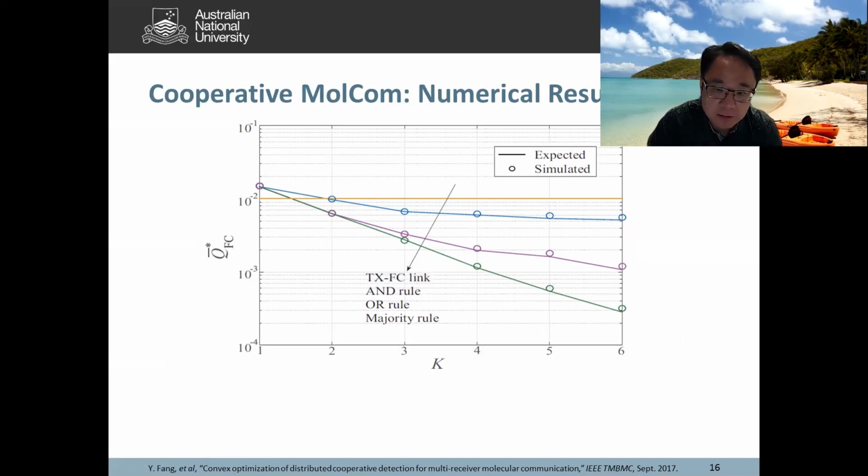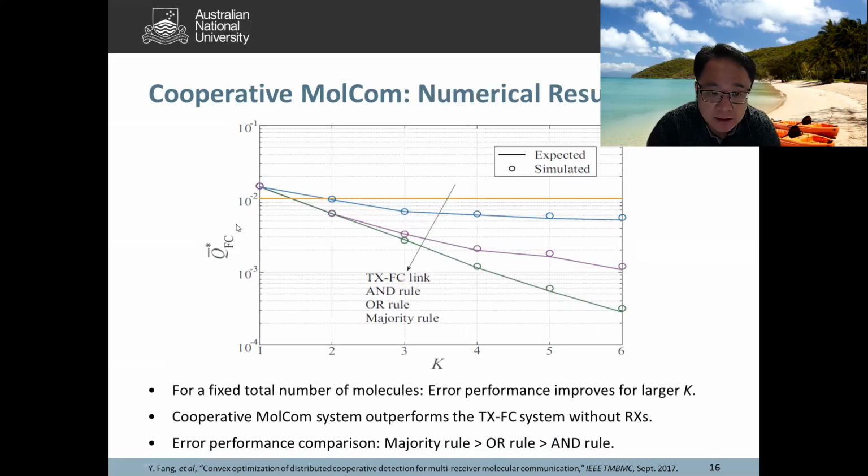So in this figure, we plot the best or minimum global error probability against K, which is the number of receivers, for different rules. Here we have the transmitter to fusion center link, which means we do not incorporate any receiver into the system. We also plot the N rule, which means N equals K. That means we have to consider K out of K decisions. We have an OR rule where N equals 1, and we also have the majority rule where we consider the optimal N out of K.